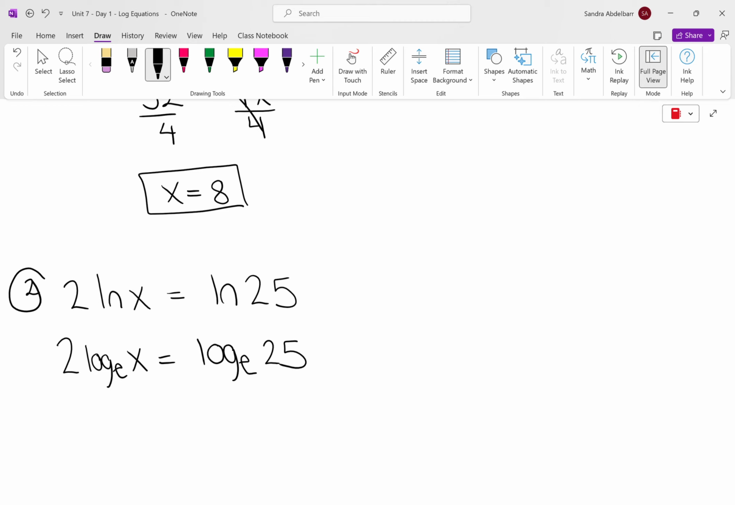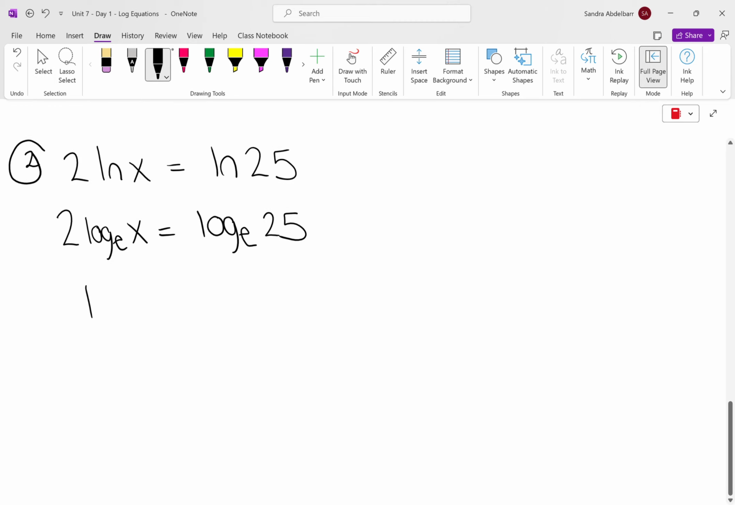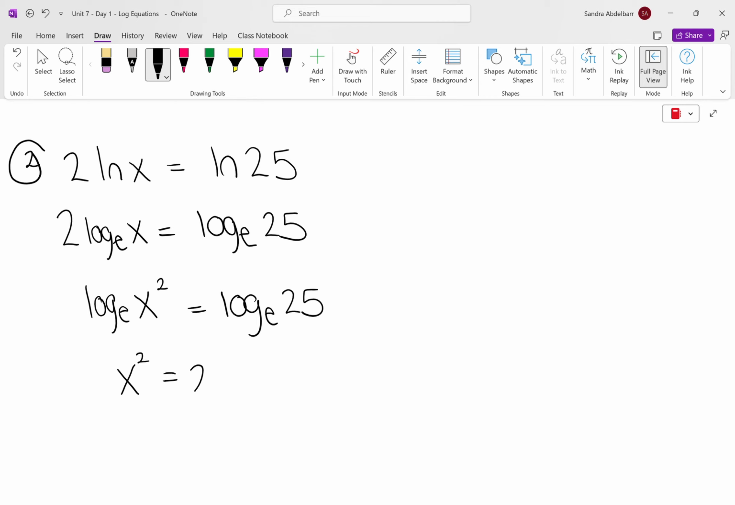I can bring that 2 up as an exponent. So I'm going to bring that 2 up as an exponent, so this is going to be log base e of x squared equals log base e of 25. Now that there's nothing else except the log and its argument, we did that, right? Log, argument, log, argument. Now, because they have the same base, we can set their arguments equal. So now I can say x squared equals 25.